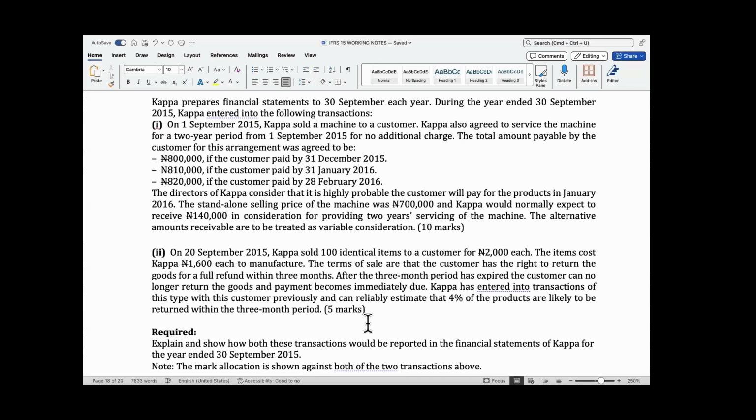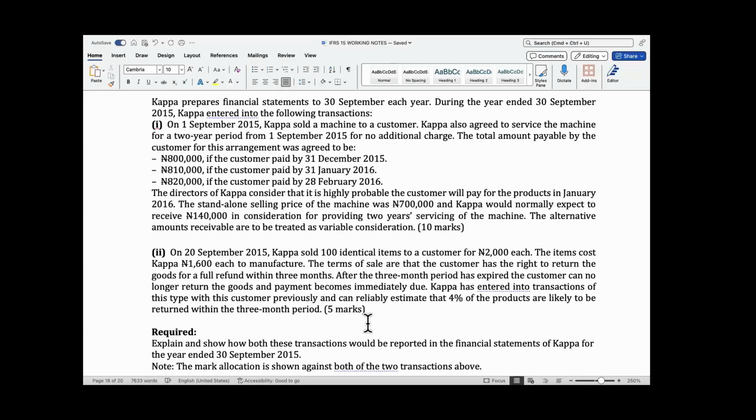Kappa prepares financial statements to 30 September each year. During the year ended 30 September 2015, Kappa entered into the following transactions. 1. On 1st September 2015, Kappa sold a machine to a customer. Kappa also agreed to service the machine for a 2-year period from 1st September 2015 for no additional charge.